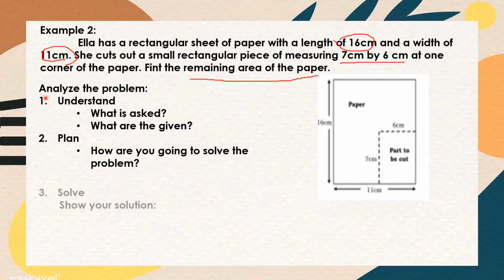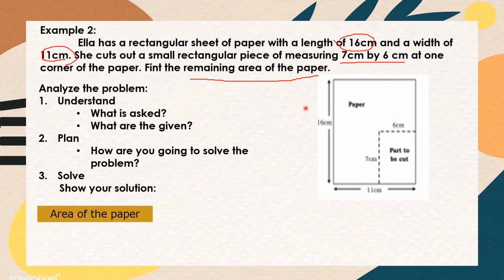Okay, so let us solve by showing our solution. So, una, kukunin muna natin yung area ng buong papel without cutting the small rectangular piece. Since rectangle siya, we are going to have length times width. The length here is 16 and the width is 11. So we have 16 times 11. The answer there will be 176 square centimeter.